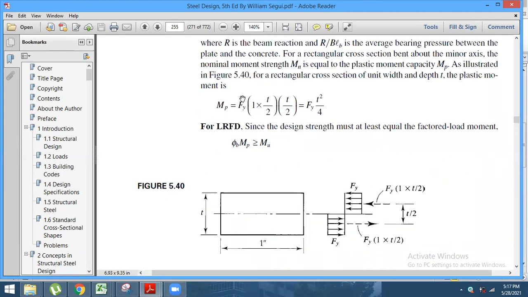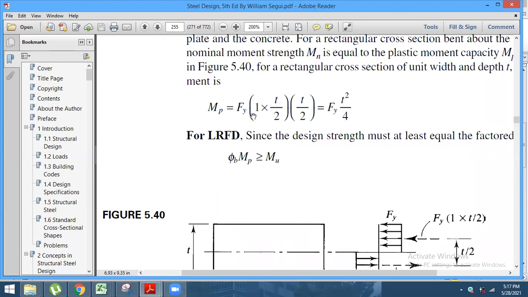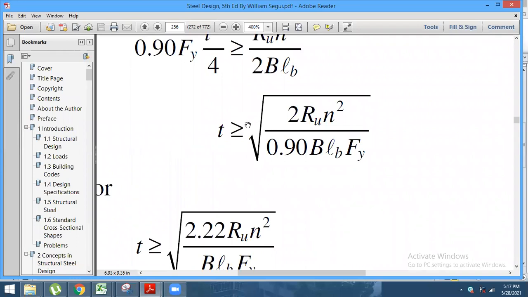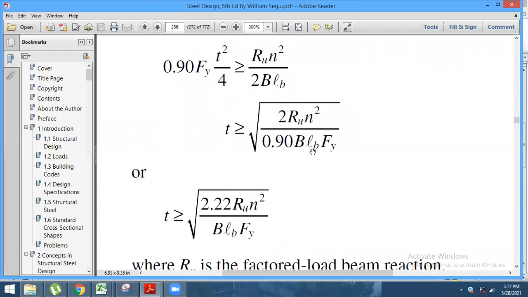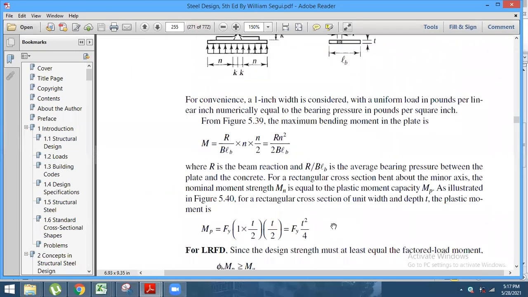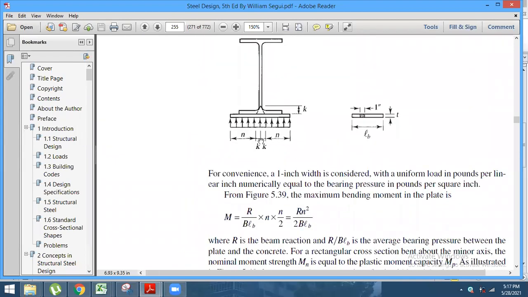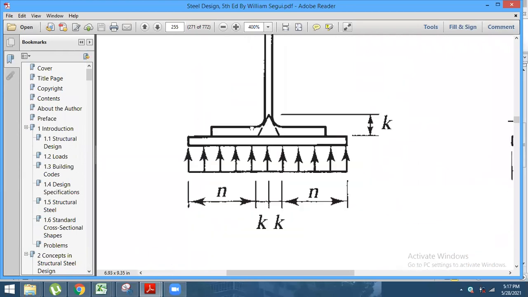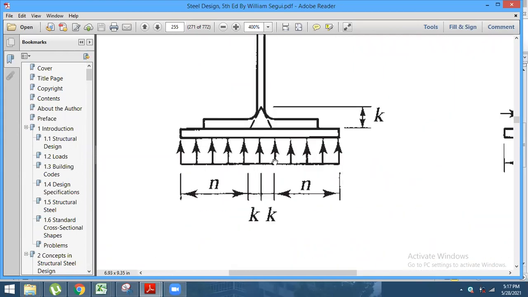Then, ayan, we have a formula dyan. Magkakaroon tayo dyan ng formula para sa thickness na ito. Thickness should be greater than or equal to 2 RU N squared over 0.9 BLB FY. Okay, ano yung N, sir? Yung N is, makukuha natin siya dito. Yung N is the distance mula dito papunta doon sa fillet ng nakapatong na beam. Okay. So that is equal to width minus twice ng K divided by 2. That will be the N.